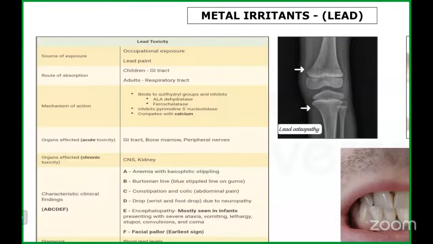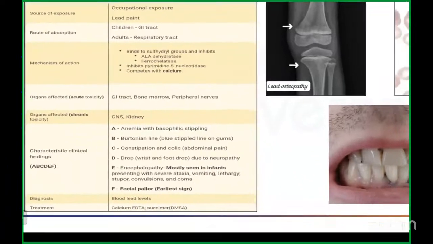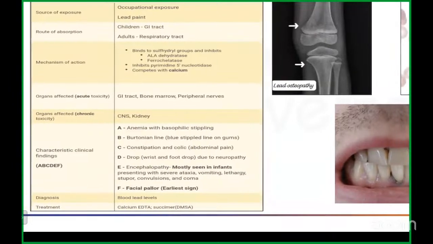Lead competes with calcium, so anytime there is lead poisoning, calcium will be chelated, and there will be features of hypocalcemia and tetany. In acute toxicity, it's usually going to be the GI tract via nausea, vomiting, bone marrow suppression, and the peripheral nerves, which show a typical polyneuropathy-like illness. In chronic toxicity, however, it's mainly the brain and the kidneys which are affected.